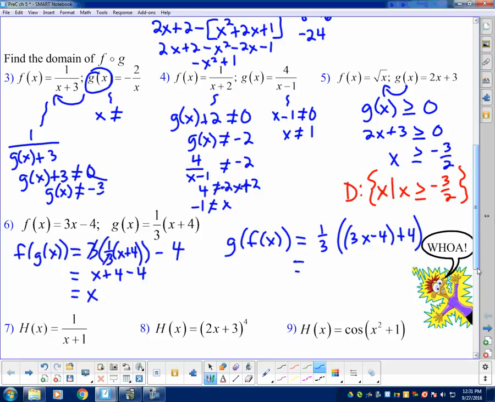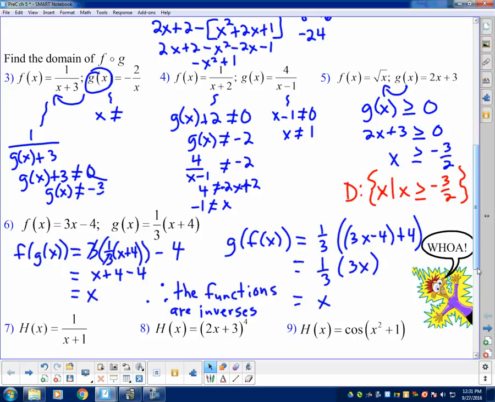So 3x minus 4 plus 4 is just 3x, and 1/3 of 3x is x. Therefore, have you seen the three dots? The therefore symbol, three dots. It's a thing. Therefore, the functions are inverses. We have proven that these two functions are inverses of each other.